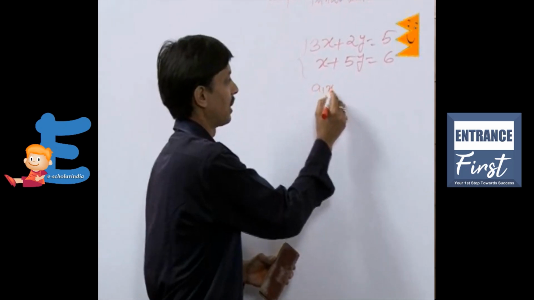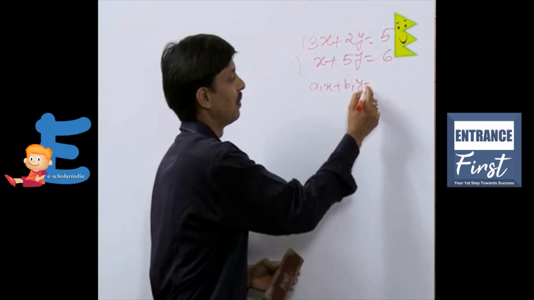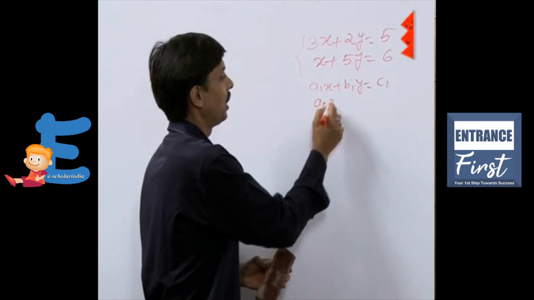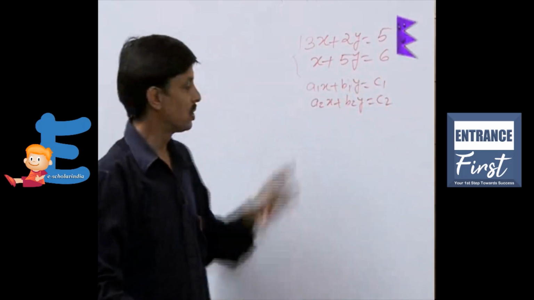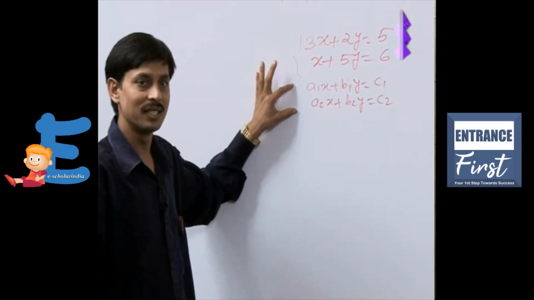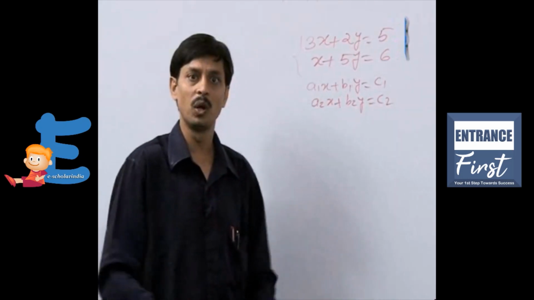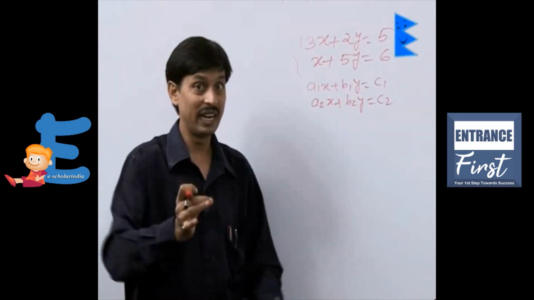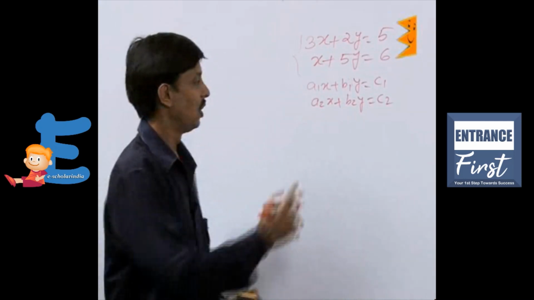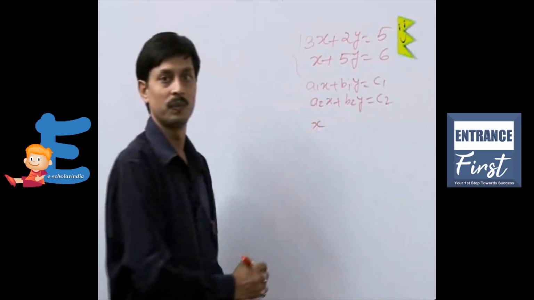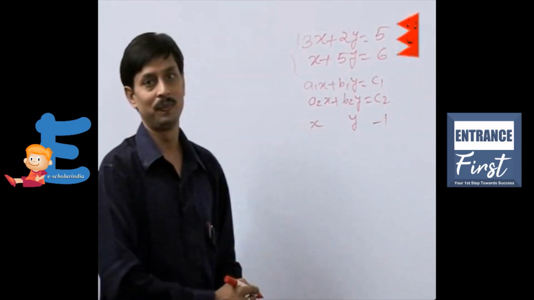If a1x plus b1y is equals to c1 and a2x plus b2y is equals to c2. Say for example, this is the system of linear equations in two variables, the general form you all know. So how do we start the method of cross multiplication? First of all, we need to write x, then we will write y, then we will write minus 1.